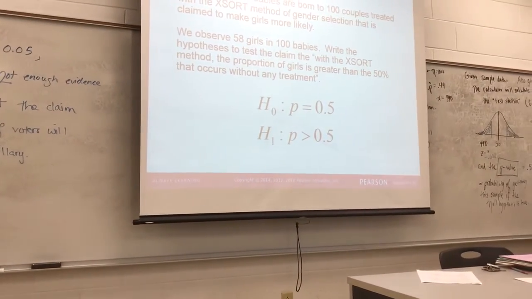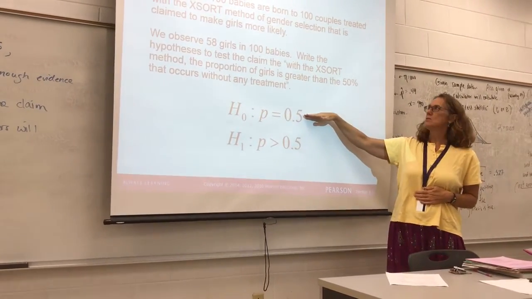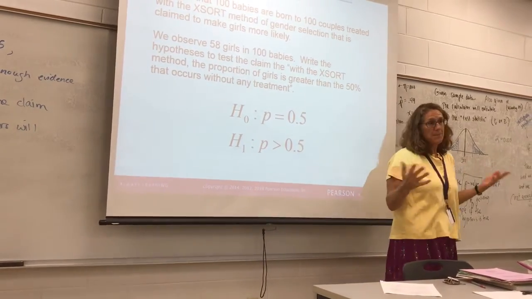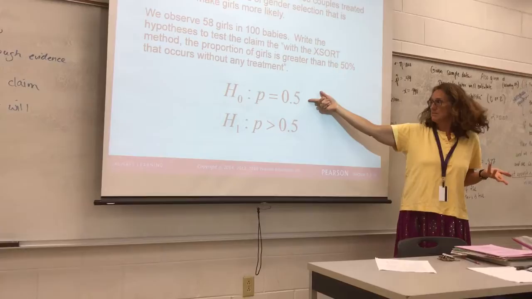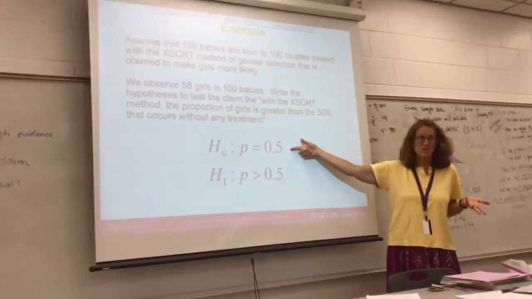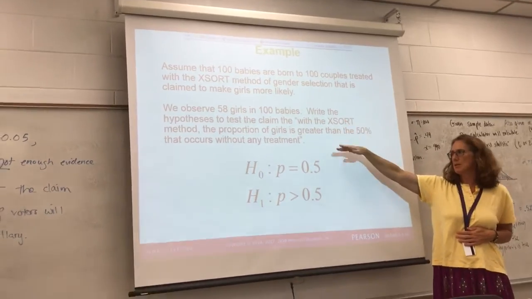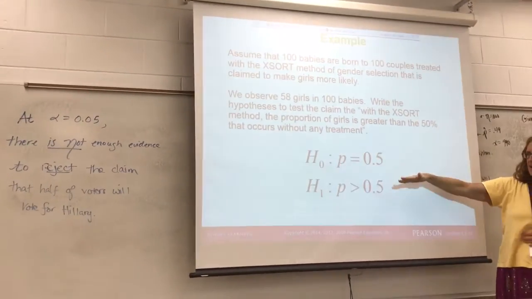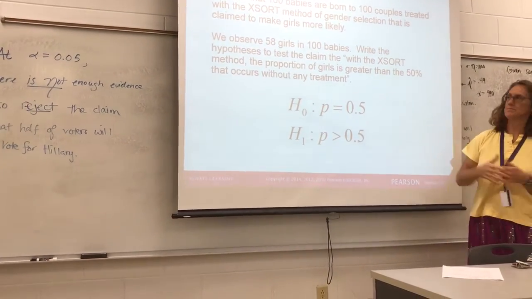So here's where we look at, well, what's the probability if there's really a 50% chance? What's the probability of having 58 girls in 100 babies? If that could happen, then we say, well, it's probably true that it's still just 50%. Whereas if it's really rare that that would happen, then we go, ooh, that must be false. We must reject that and go with saying that the XORT method really works.